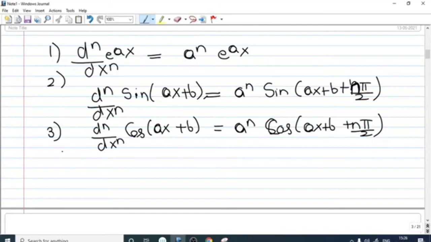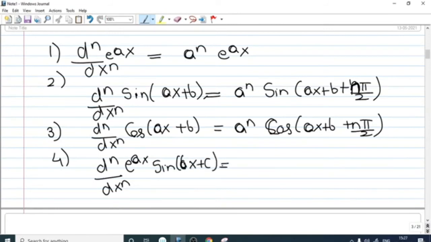Now the fourth formula which you need to learn is d power n dx power n of e power ax into sine bx plus c. So its formula is like this. Its formula is a square plus b square, the whole upon bracket power n by 2.